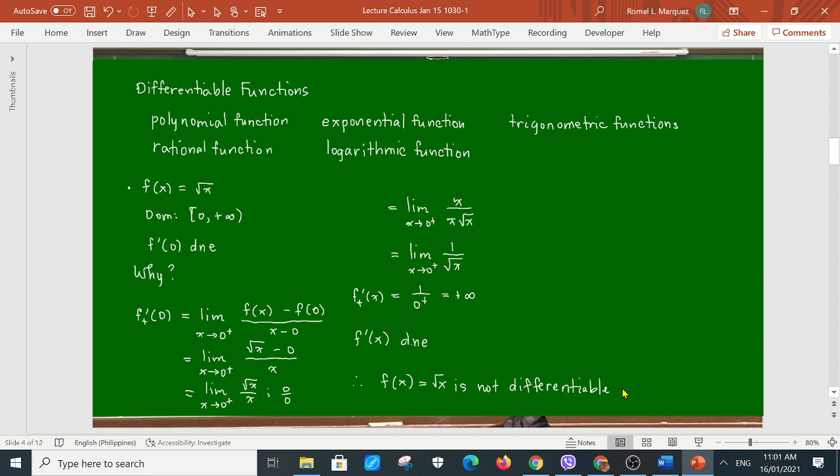On its domain, no? Not differentiable on its domain. Okay? So, it is differentiable on the subset of the domain 0 to positive infinity. Open interval here. Open from the left. No? Okay?